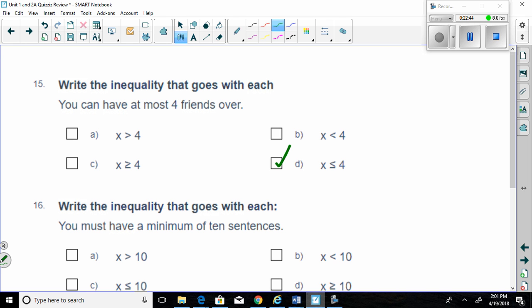You have a minimum of 10 sentences. D. A lot of people got confused by that. Remember, I put C. Minimum, because don't just think minimum means small. If Ms. Klein said you have a minimum of 10 sentences and you do 5, are you going to get credit for it? No. You need greater than or equal to 10. What's the answer? D.